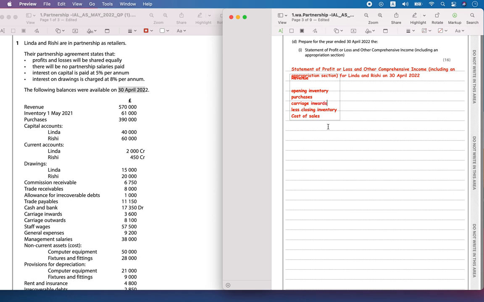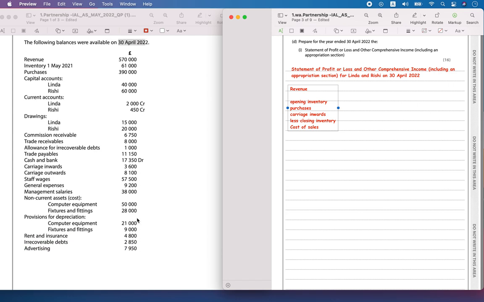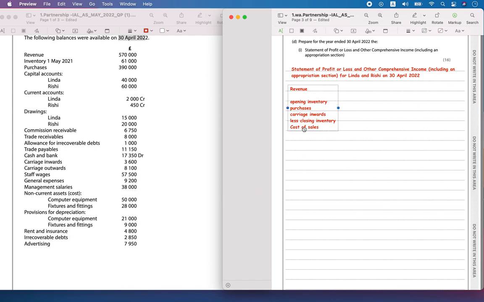Carriage inwards is the money that is paid for purchasing inventory by the business. So we have to add it to the purchases cost. So purchases plus carriage inwards, that is the total purchases, and that will give you the cost of sales. After finding the cost of sales, we have to find the gross profit.